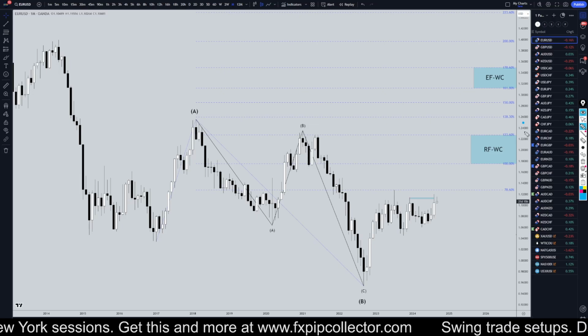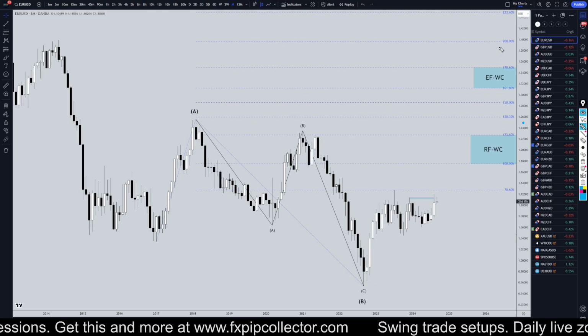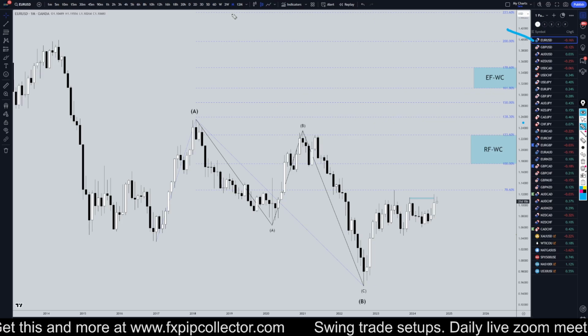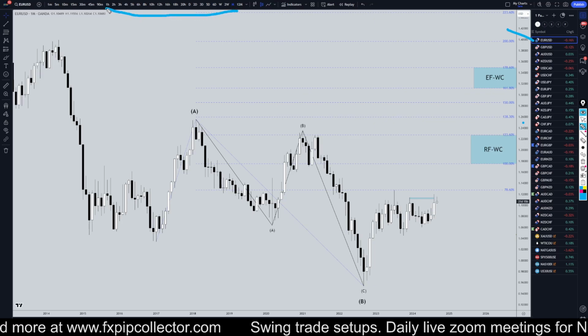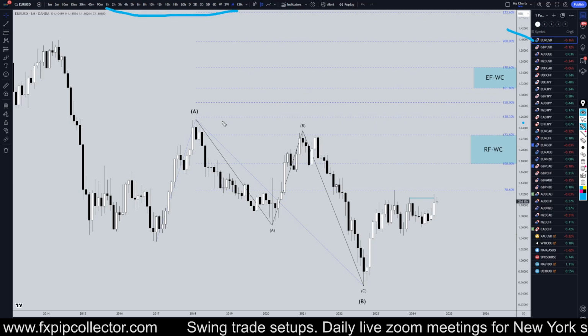Today is Monday, September 9th, and I'm going to be analyzing the US dollar starting on the monthly, working my way all the way down to the 1 hour time frame for the full top down analysis.